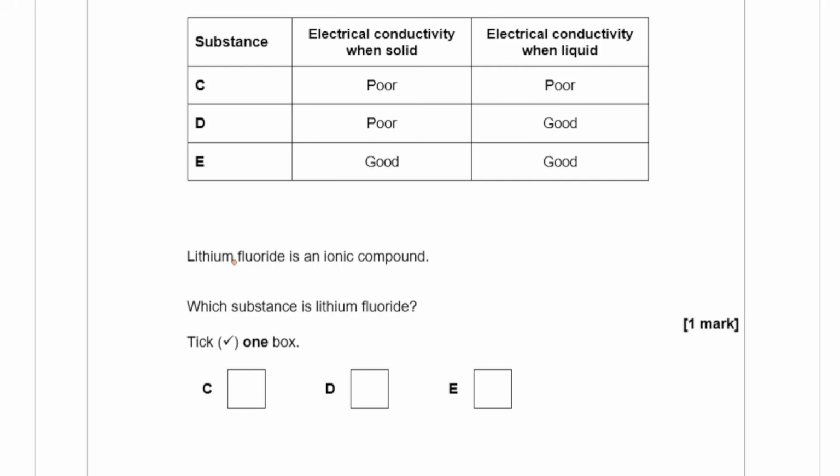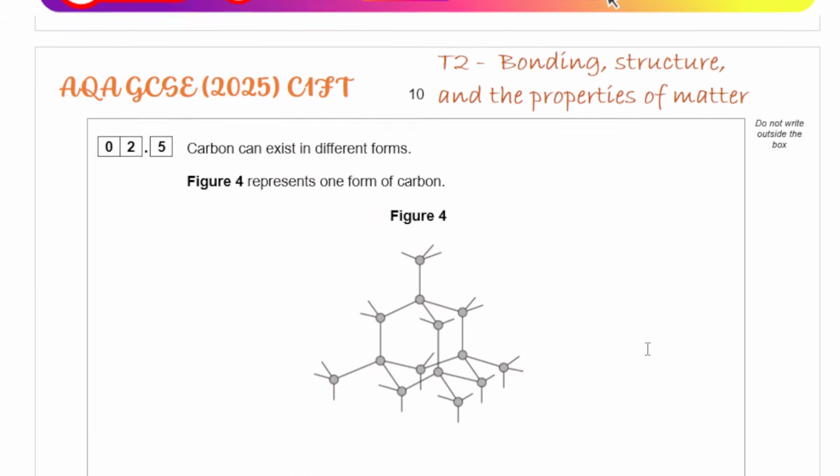Now, ionic compounds will conduct electricity if mixed with water, but in solid state it won't. So it has to be D. Now the main reason for it is because the ions cannot move when they are in a solid state, so they can't conduct electricity, but in liquid states the ions can move.